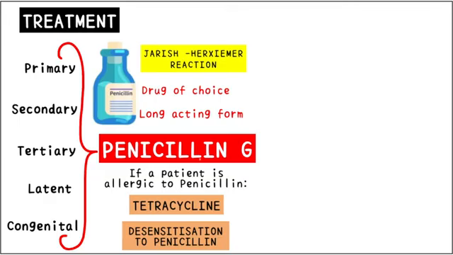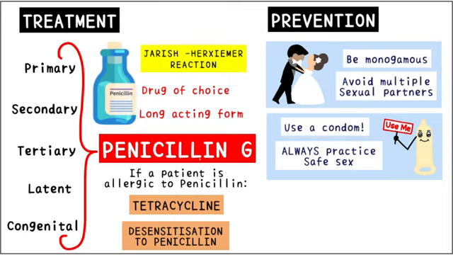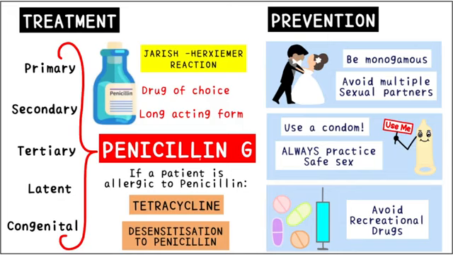The best methods of prevention are practicing monogamy or simply avoiding multiple sexual partners. In cases where monogamy isn't favored, it is absolutely necessary to use a condom. Always practice safe sex. Better safe than syphilis. Another thing to avoid is recreational drugs, which can cause the spread of numerous infectious diseases, including syphilis.